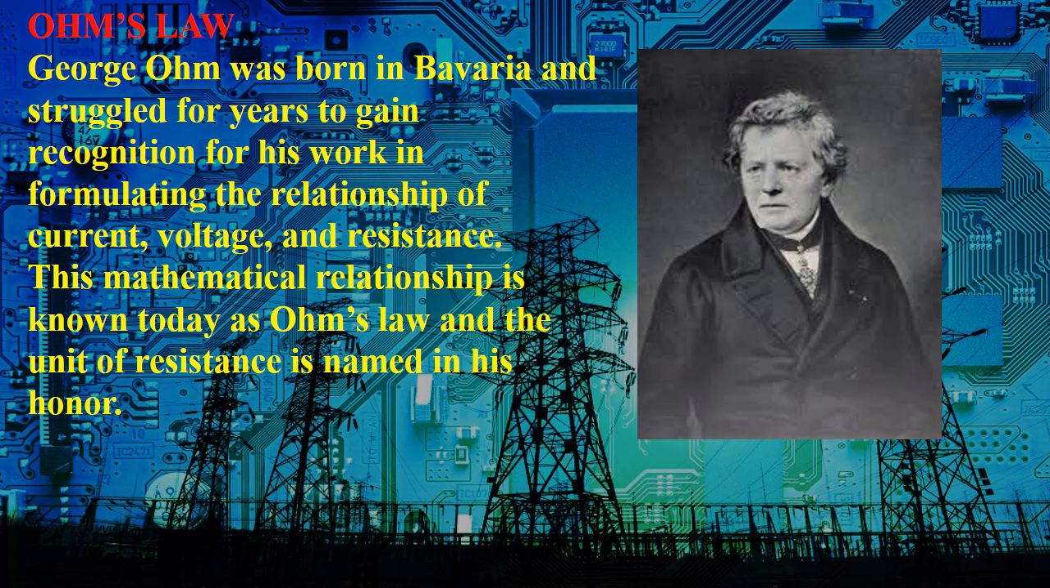The person who worked really hard to bring about the equation and relationship between current, resistance, and voltage is none other than George Ohm. George Ohm was born in Bavaria and he struggled for years to gain recognition for his work in formulating the relationship of current, voltage, and resistance. This mathematical relationship is known today as Ohm's law, and the unit of resistance is named in his honor.